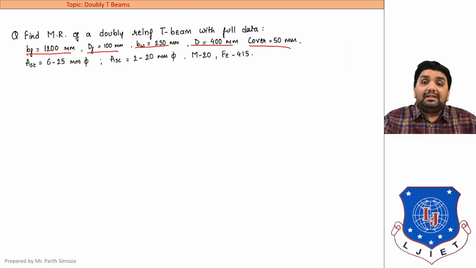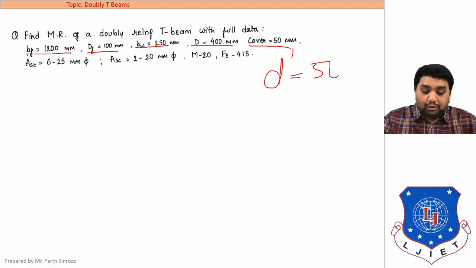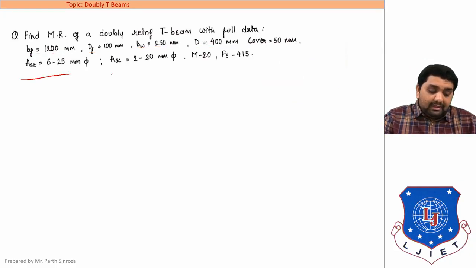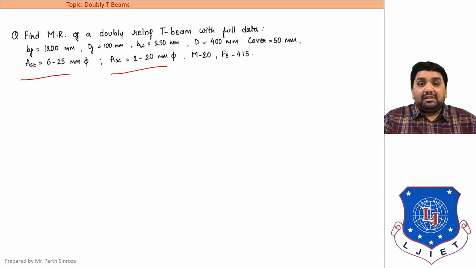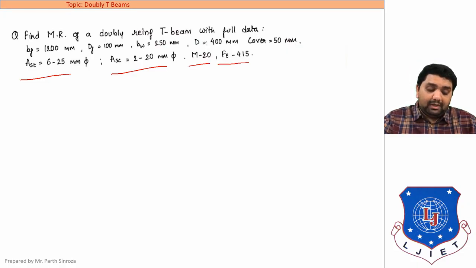Keep in mind, it is mentioned as cover. It is not prescribed whether it is a top cover or bottom cover. So we will be assuming that both the covers are 50 mm. Therefore, in this case, d dash will also be equal to 50 mm. We will be taking d dash also to be 50 mm. And the Ast and Asc are provided in the question, that is area of steel in tension and area of steel in compression are also prescribed. We will be taking M20 concrete and Fe415 steel.